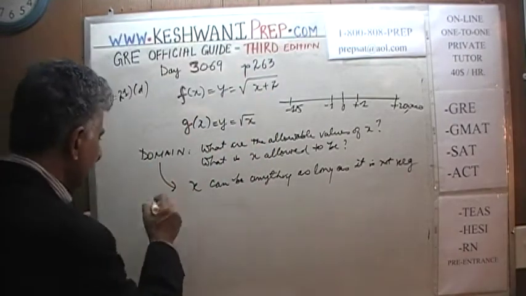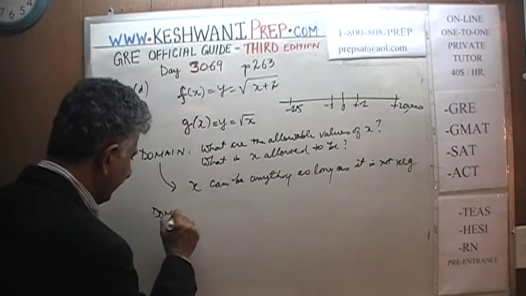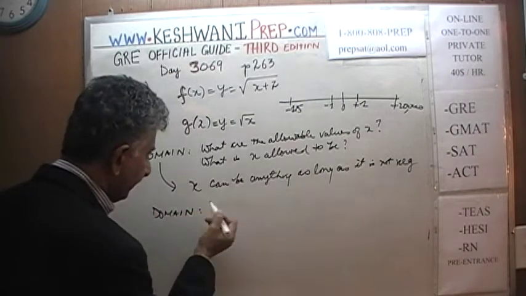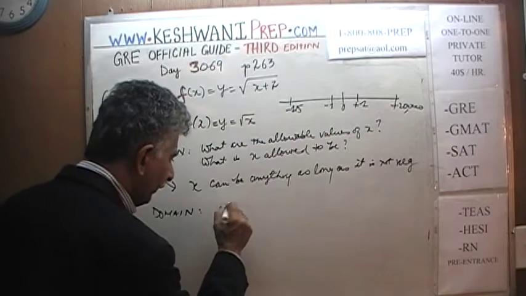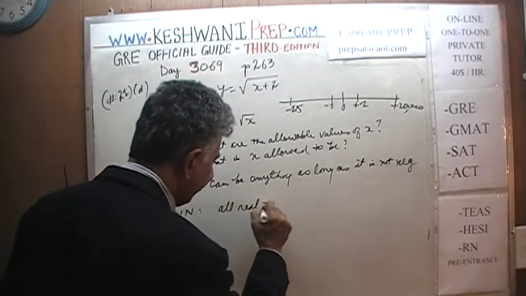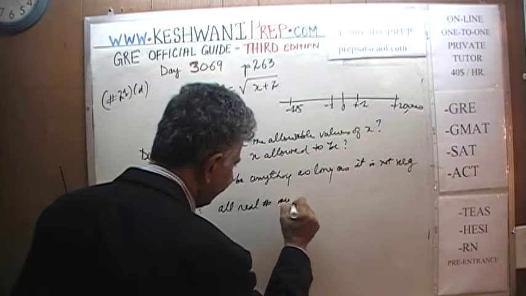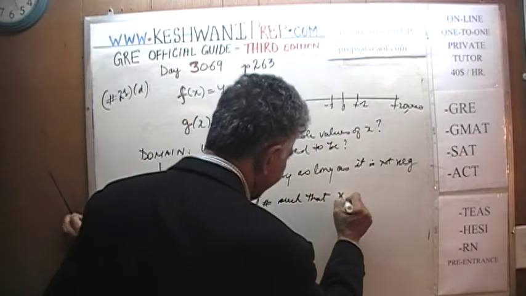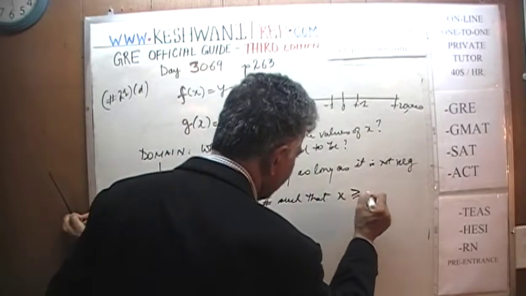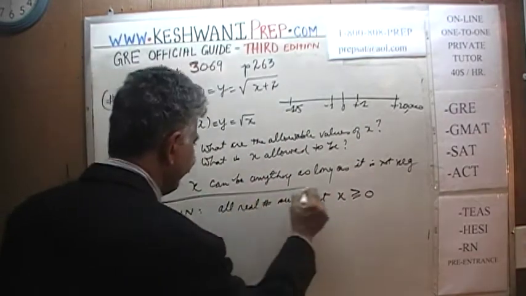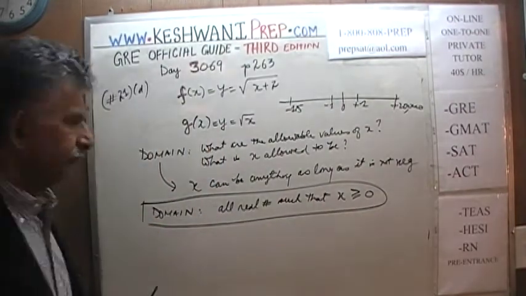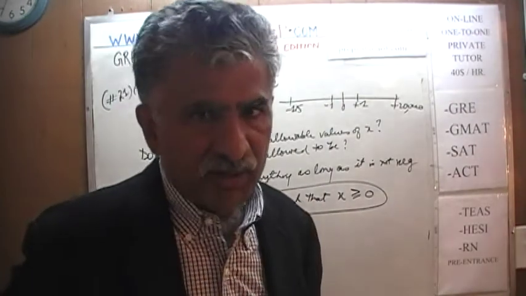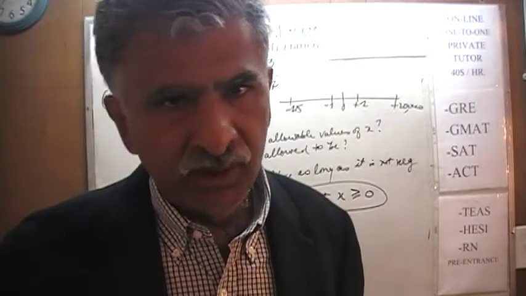This is how you're going to see it. In the math textbook, it's going to say the domain here is going to be all real numbers such that x is either greater than or equal to 0. There we go. It has to be either a positive value or 0, of course, but it cannot be negative.